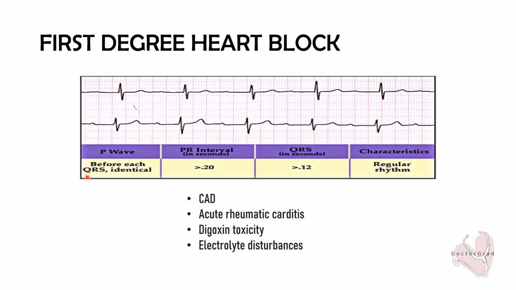So the P wave is there before each QRS and they are identical. There is one P wave followed by one QRS, one T. Again we have a P, QRS and T. So we have one QRS complex for every P wave. There is no abnormality in the P or QRS, but the interval is prolonged. It is seen in coronary artery disease, or in a setting of acute rheumatic carditis, or in digoxin toxicity, or some electrolyte disturbances.